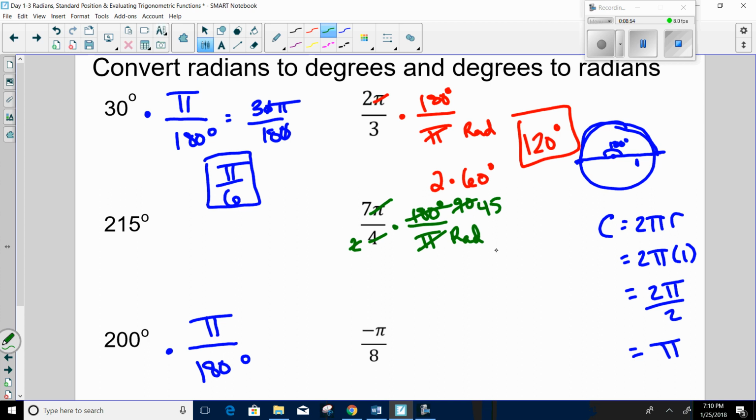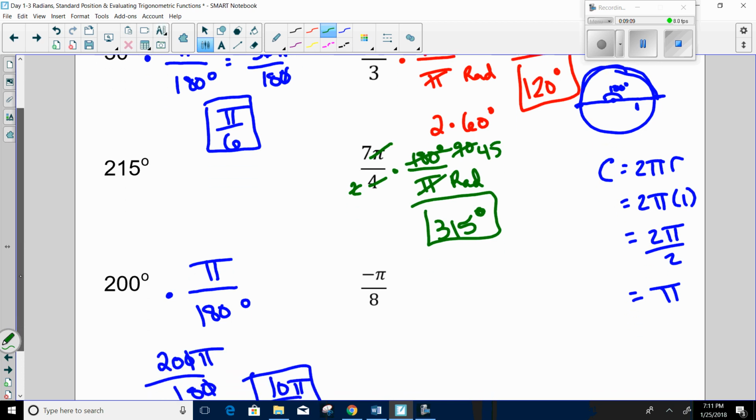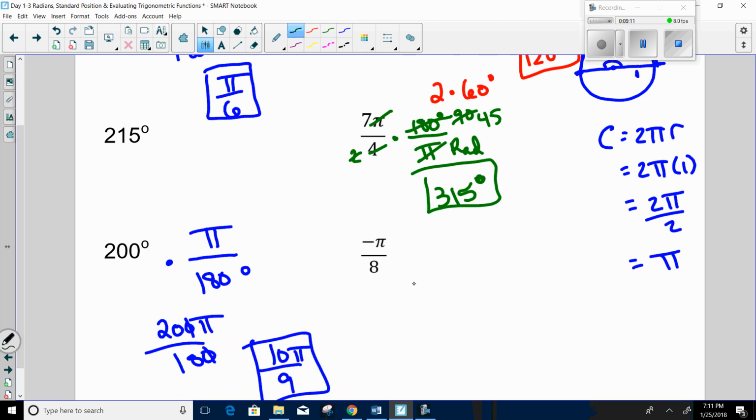Now, 7 times 45, well, if you take 7 times 45, you're going to get 315 degrees. Now, if you don't know that, use a calculator. Okay, it's not horrible. Just type it in the calculator and see what happens. Okay. Now let's do the last one here. Multiply by, again, it's a radian measurement, no degree measurement, so this is radian. And I would put radians in the bottom.